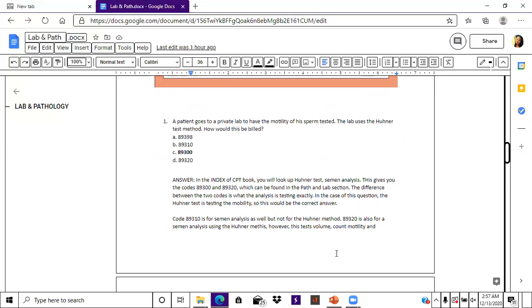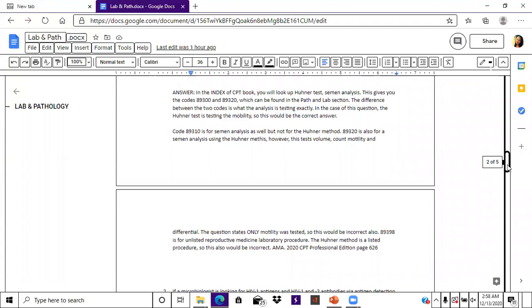Number 1, a patient goes to a private lab to have the motility of his sperm tested. The lab uses the Hunter test method. How would this be billed? So we have multiple choice: 89398, 89310, 89300 and 89320. So the answer is going to be C, 89300. So let's see why this is the answer.